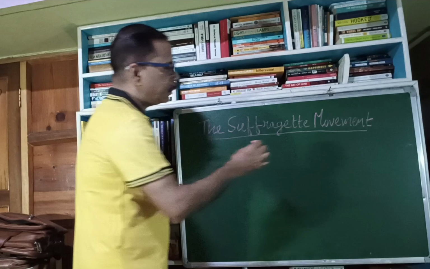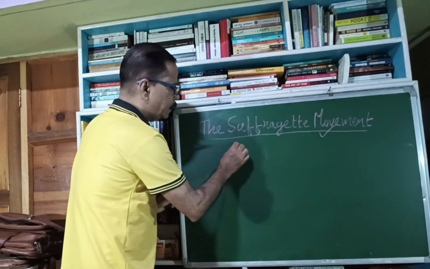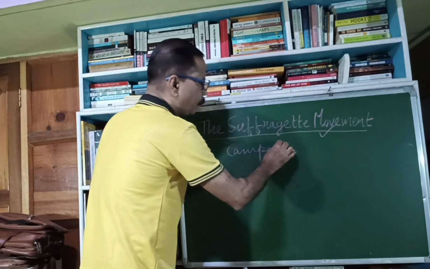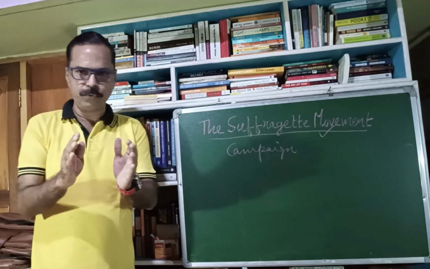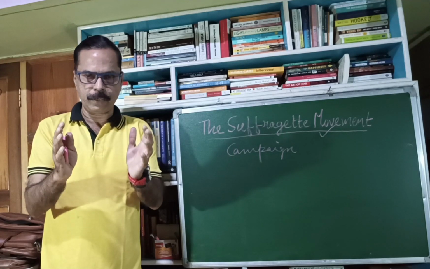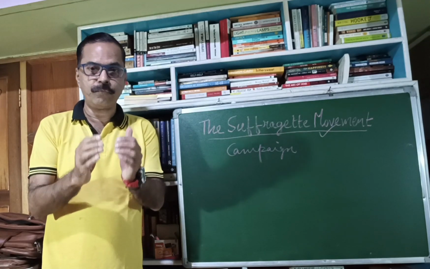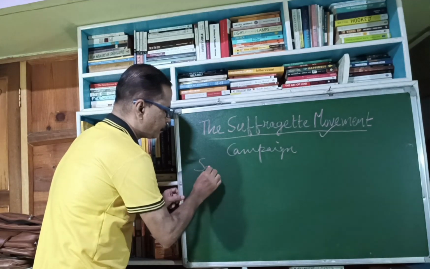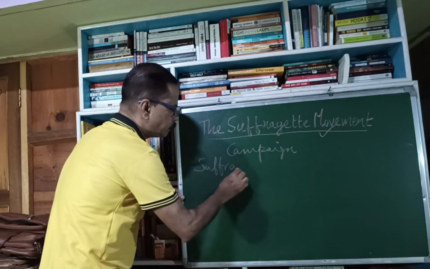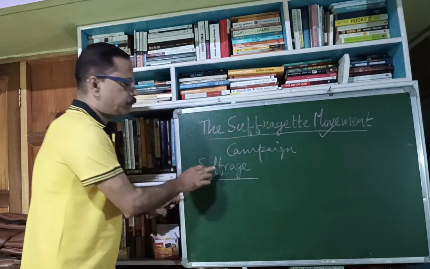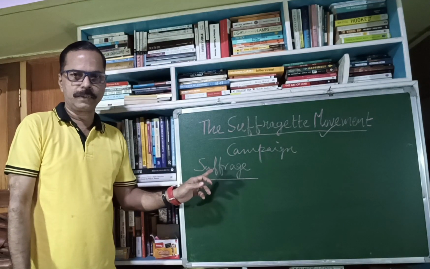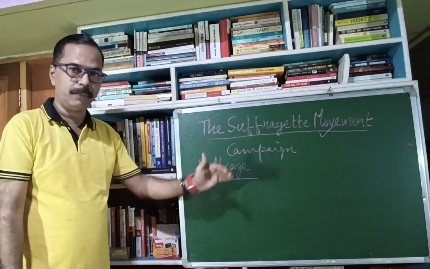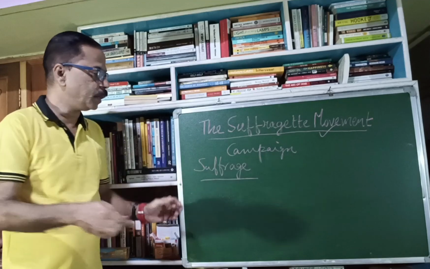Now it's a movement, so it means it's a campaign, right? So the suffragette movement is a campaign. Now campaign for what? Campaign for voting rights, campaign for suffrage. So this is the root word, suffrage. Suffrage means right to vote. So the suffragette movement is a campaign demanding suffrage. Now suffrage for whom? Suffrage for women.